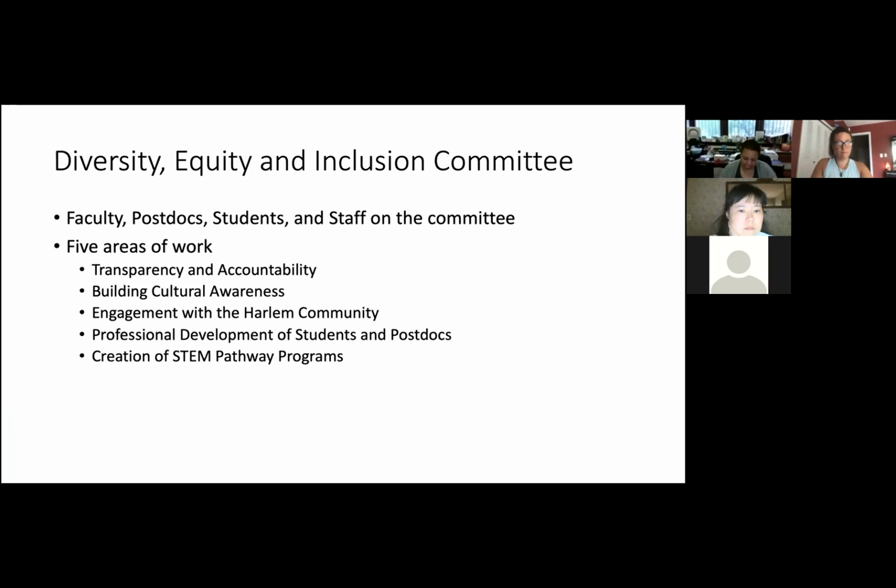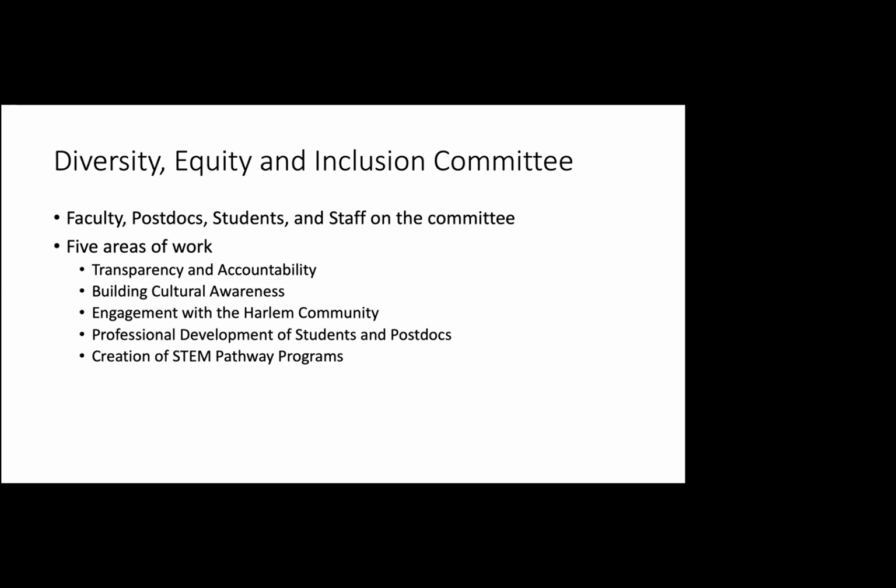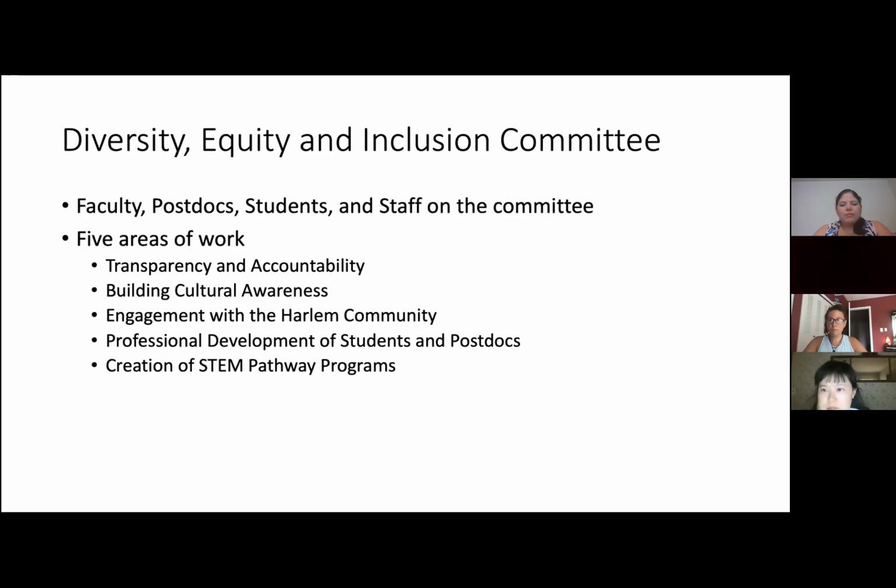The 5 areas of work that we've started talking about include increasing transparency and accountability within the organization, building cultural awareness, engagement with the Harlem community. I will talk a little bit about things that we've already been doing there, but there's a strong desire and need to be more connected with our neighborhood. Professional development of students and postdocs, and particularly those who have a more challenging path or would like additional support than what's currently being offered.